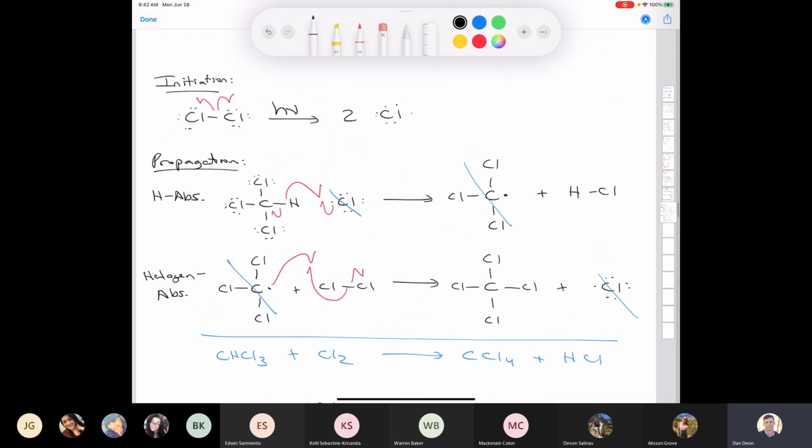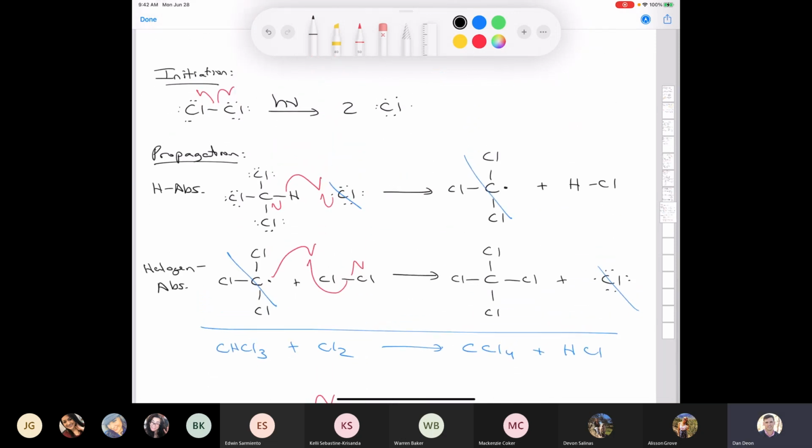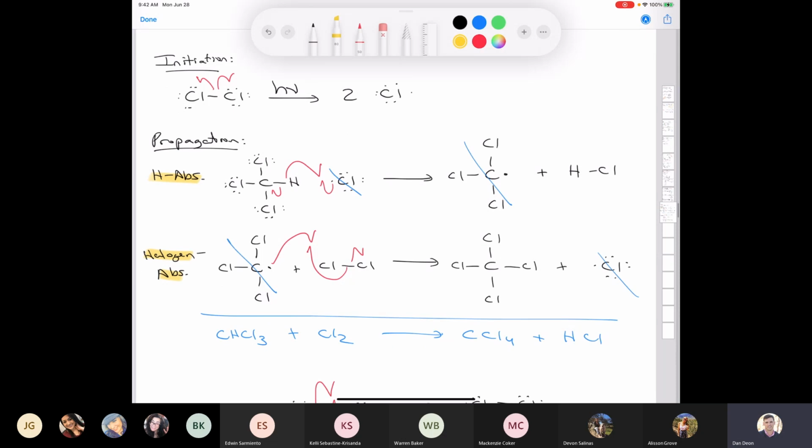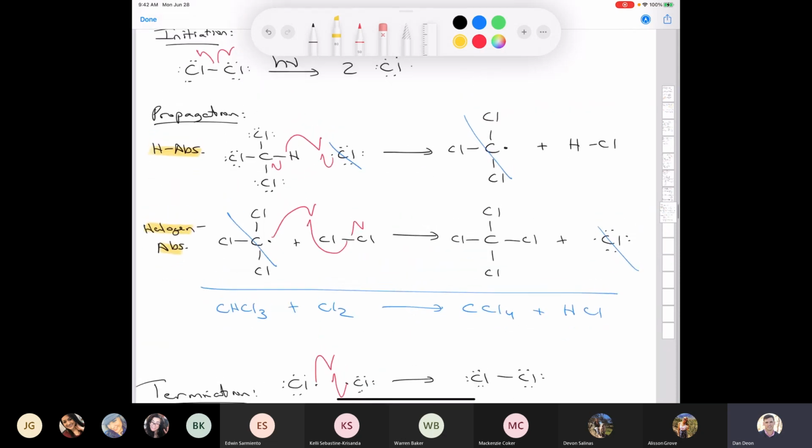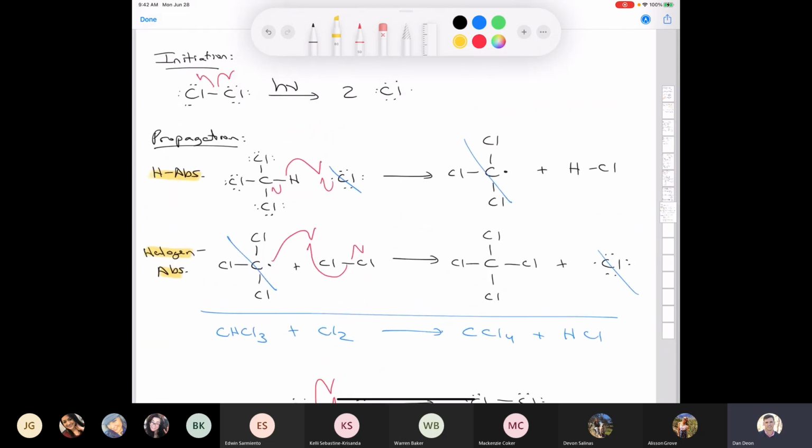Okay, so again, we get the initiation step, the propagation steps, I should say, which are first a hydrogen abstraction, followed by a halogen abstraction, and then the termination. Just draw any two radicals that you had in there coming together, and there you go, my friend, you're done. That's it. And again, if you want to check your propagation steps, they should tally up to give you the overall reaction, which is exactly right.